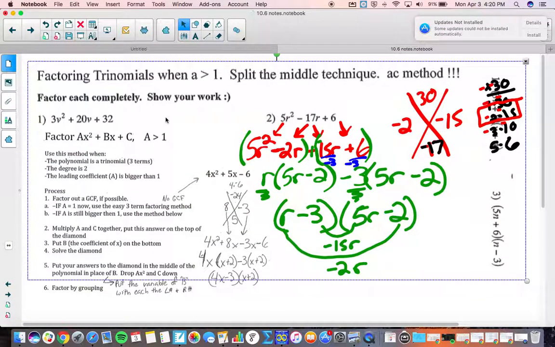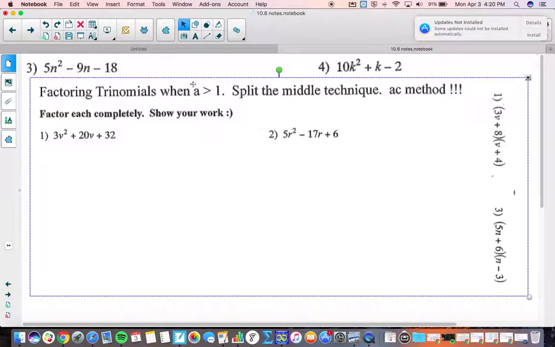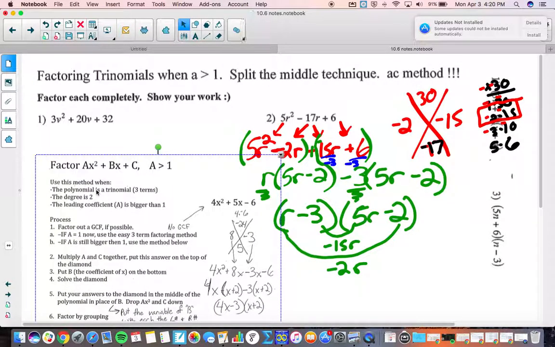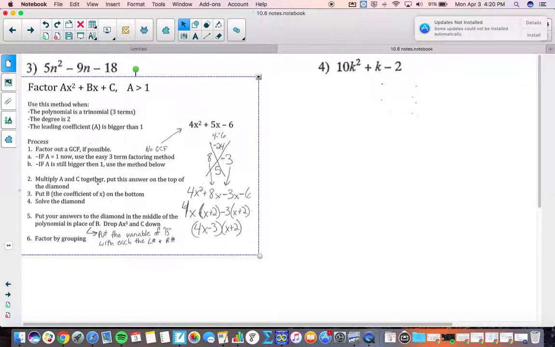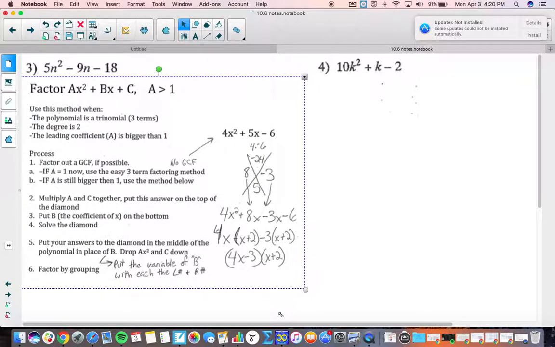So let's try one more. Oops, I copied the wrong thing. It's kind of nice having this template down there perhaps for you. Of course, this is in your notes, so that'd be a really handy thing to have out as you try numbers 1 and 3 in a second. But I'll do number 4 with you.